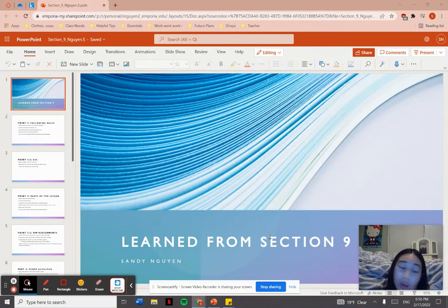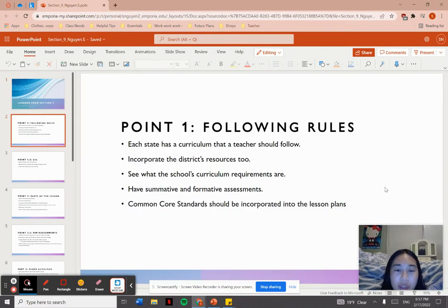So I want to talk about what I believe the most important concepts were in section 9. To be honest, the slides are the majority of what I've read from section 9. Yes, it's not all of it, but I really thought most of it was important to me. So for instance, seeing what the state has for their curriculum and then going a bit more narrow with the district and the school curriculum requirements. I thought that was important.